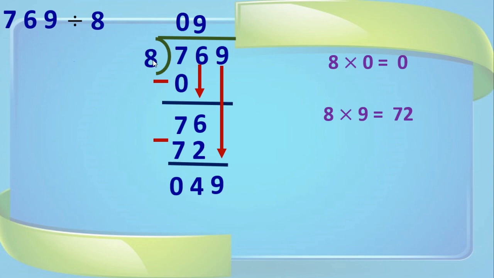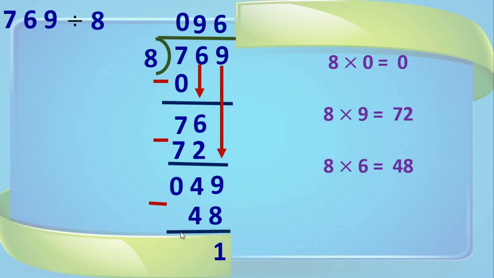Again we will recite 8 times table. 8 5s are 40. 8 6s are 48. Right? So 8 6s are 48 because it is very near to 49. 49 minus 48 is equal to 1. Right? Now our sum is over.